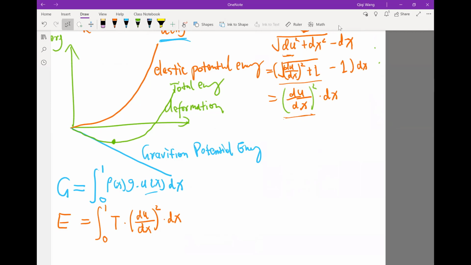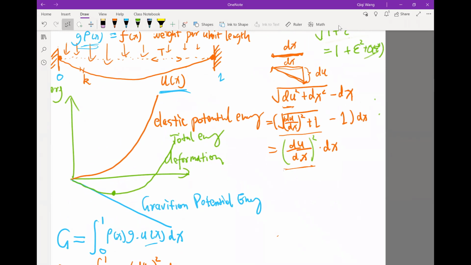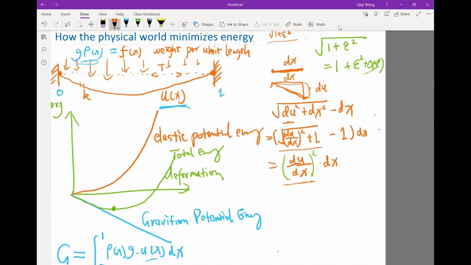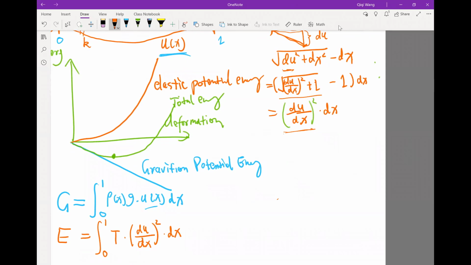Oh yeah, okay. Does it matter if the string has tension? Yes, actually, it matters, because if the string doesn't have tension in the beginning, then the elastic energy would be proportional to the square of the lengthening, and the lengthening is proportional to du dx squared. So the elastic energy would be du dx to the fourth power, if the string does not have any tension to start with.